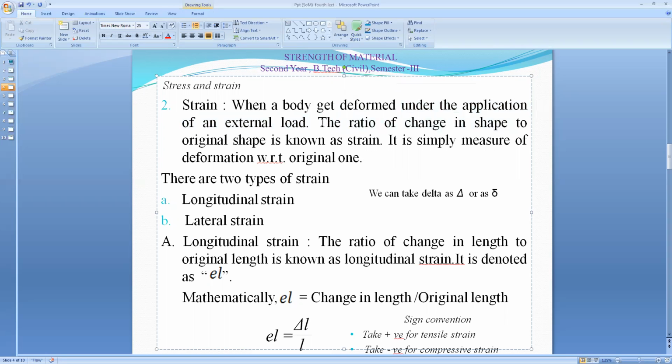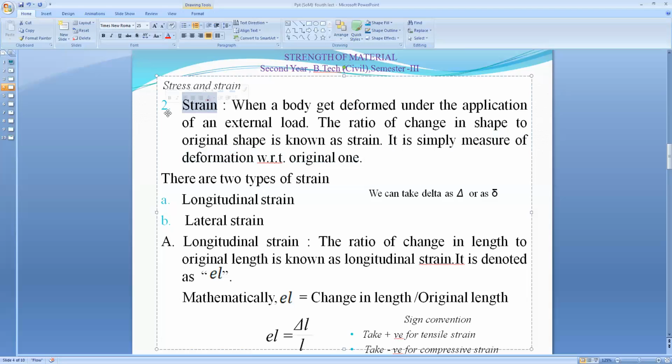then the ratio of change in shape to original shape is known as strain. It is nothing but simply a measurement of change in shape, which is known as the deformation. It means a simple measure of deformation with respect to the original size is known as the strain.